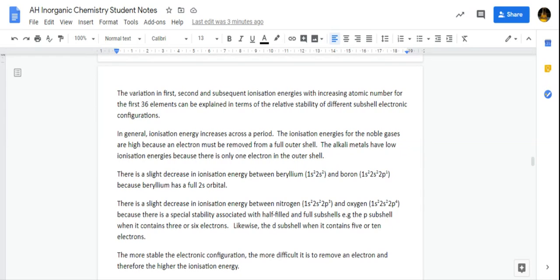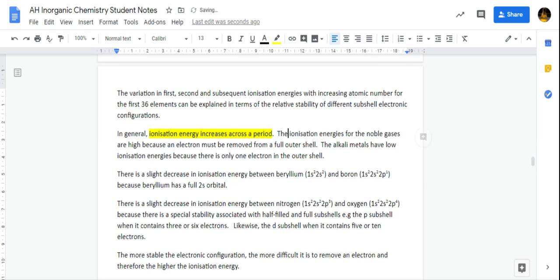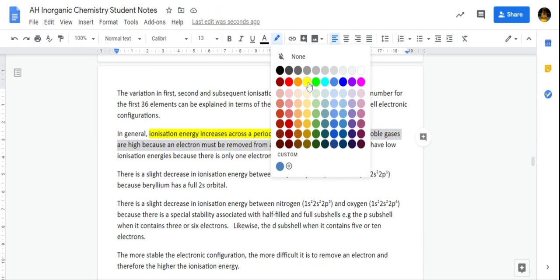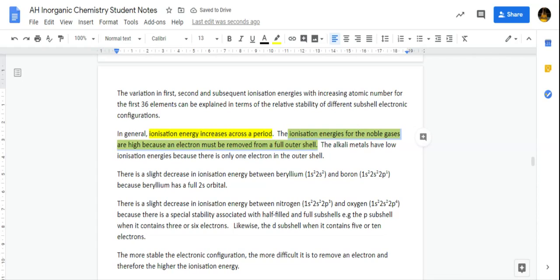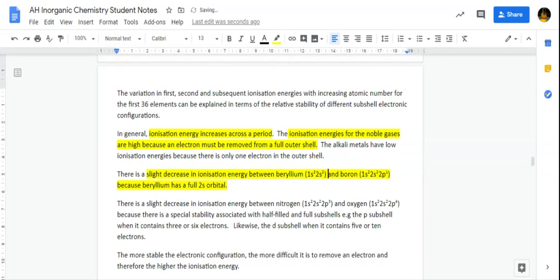So as we have said, the ionization energy changes across a period. Ionization energies for the noble gases are the highest because you have to remove the electron from a full outer shell. We can explain the decrease in ionization energy between beryllium and boron, and that was because of the electron arrangement. Beryllium is 2s2, so it has a full 2s orbital, and you have to remove an electron from a slightly more stable arrangement, and so therefore it requires more energy.